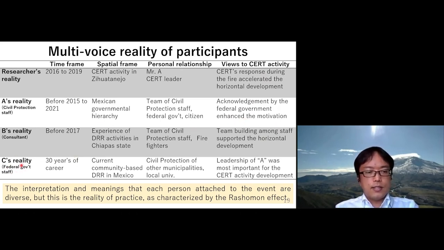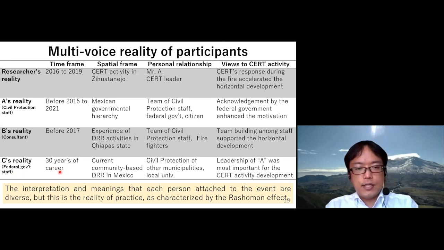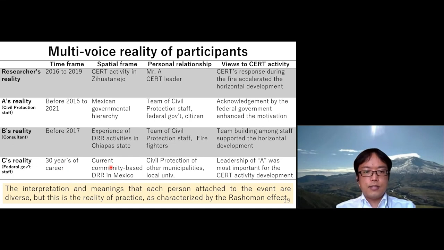On the other hand, there's another reality, which is Thomas Sands, federal government staff. He emphasized that the leadership of Rafael-san was most important for SART activity development in Xihuatanejo. And he was saying that it is difficult to develop this SART methodology horizontally to other municipalities, because it is very rare to find people with high leadership in civil protection at the municipal level. So that is his way of looking at this action research, based on his time frame of 30 years of career in community-based DRR in Mexico.